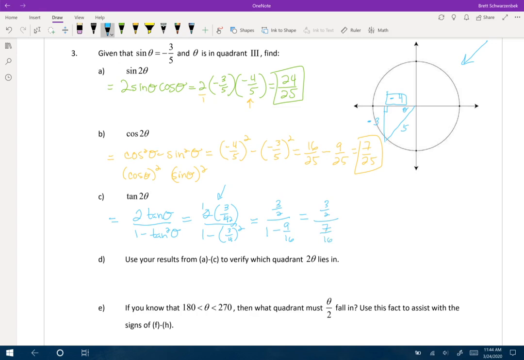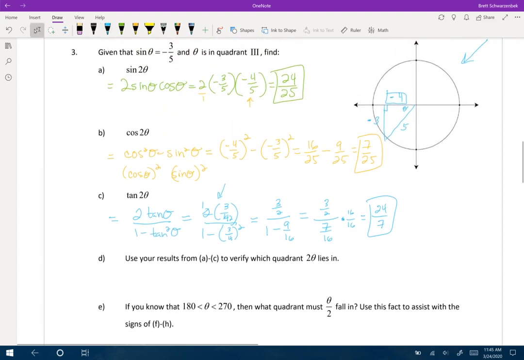Remember, if you divide by a fraction, you can multiply by its reciprocal. That's one way to do this, or technically this is a complex fraction, so we can multiply top and bottom by the common denominator, which would be 16. It really doesn't matter what you do here, but let's say I just did this because I know you guys know how to multiply by the reciprocal. So 3/2 of 16 is 24, and 7/16 times 16 is 7. So we're going to end up with 24/7 as our result.